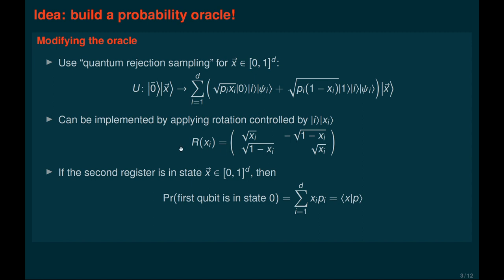So in particular, if the second register is in state this vector x in 0, 1 to the d, then the probability that your first qubit is in state 0 is just sum over I xi pi. So you get the ith outcome with probability pi, and then you accept that with probability xi, so the overall acceptance probability, which is the probability of seeing 0 in the first qubit, is just this sum, which I can also write as the inner product between the vector x and the distribution p as a vector.